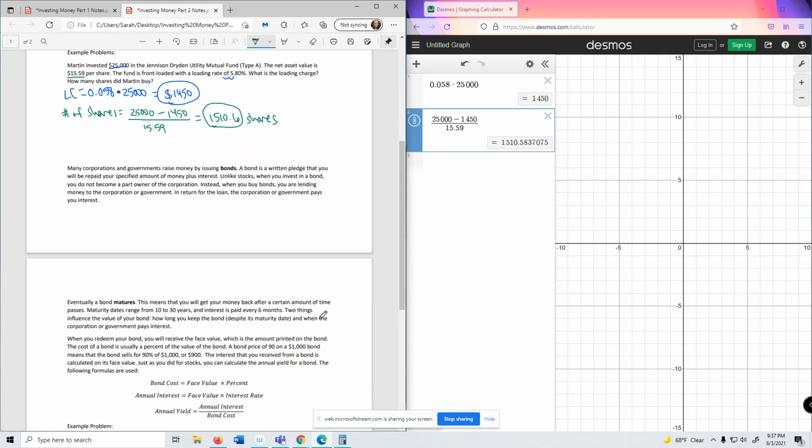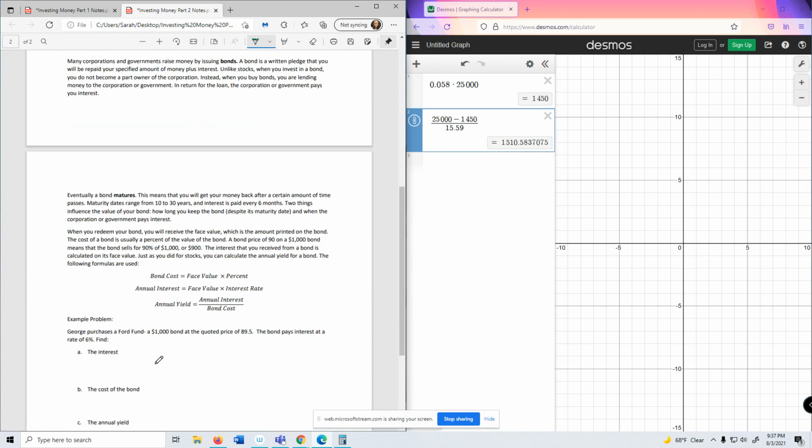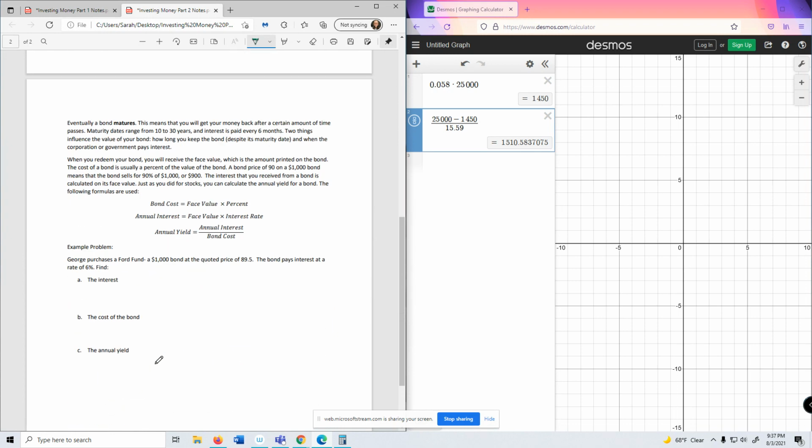And then next up, again, I'm going to assume you've read all of this. Let's just jump into what the formulas look like for bonds. The formulas you will need are right here. George purchases a Ford fund, which is a $1,000 bond at the quoted price of 89.5. The bond pays interest at a rate of 6%.